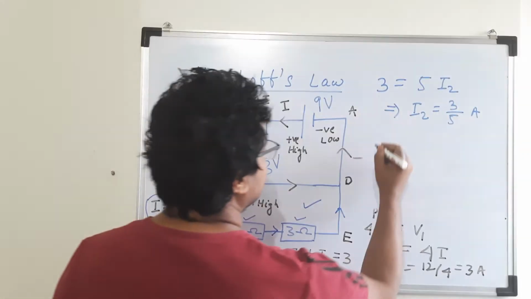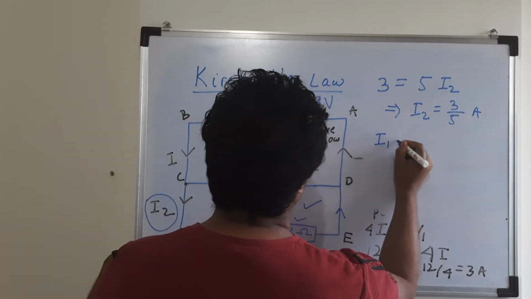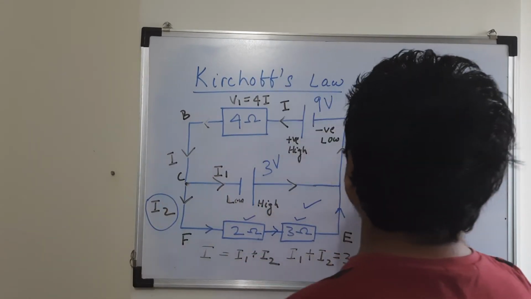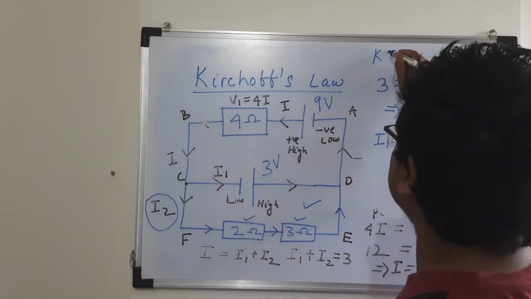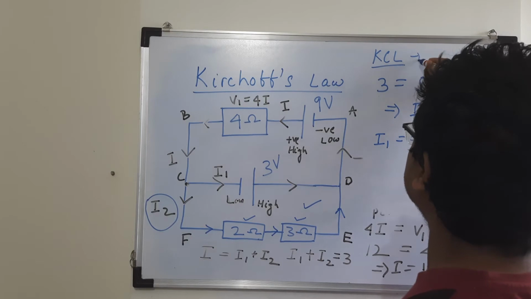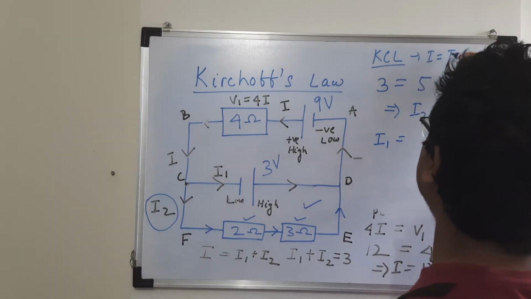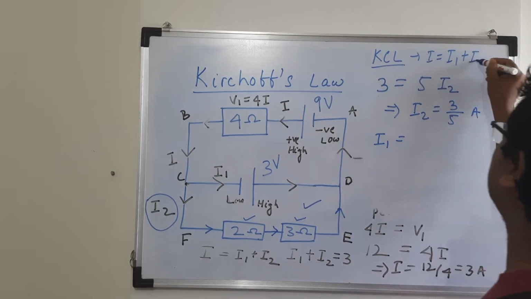So you can find out I1 now. As you have taken here from KCL, the Kirchhoff's Current Law, for a junction we got I is equal to I1 plus I2.